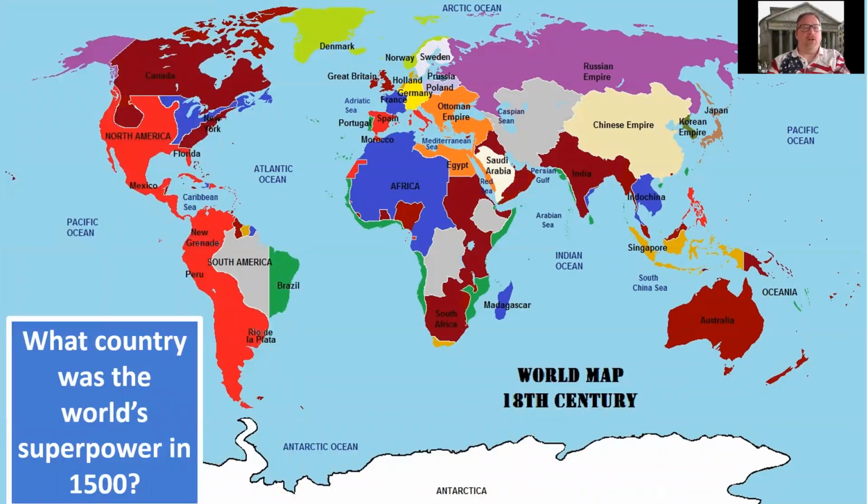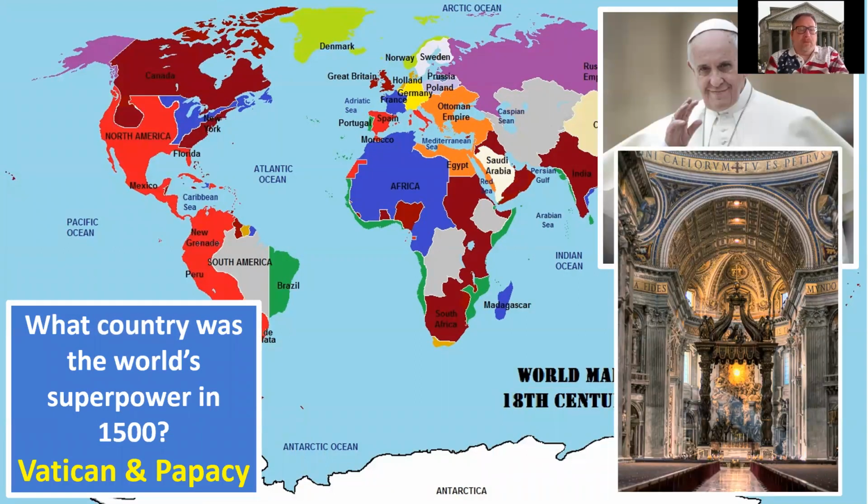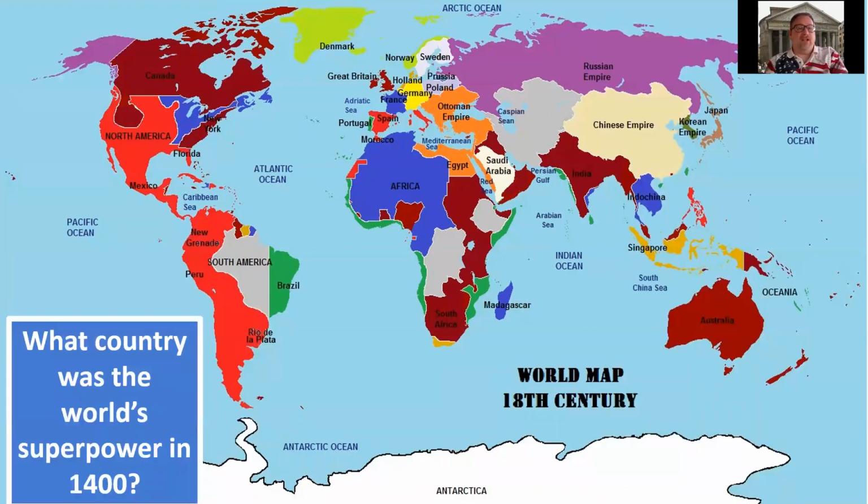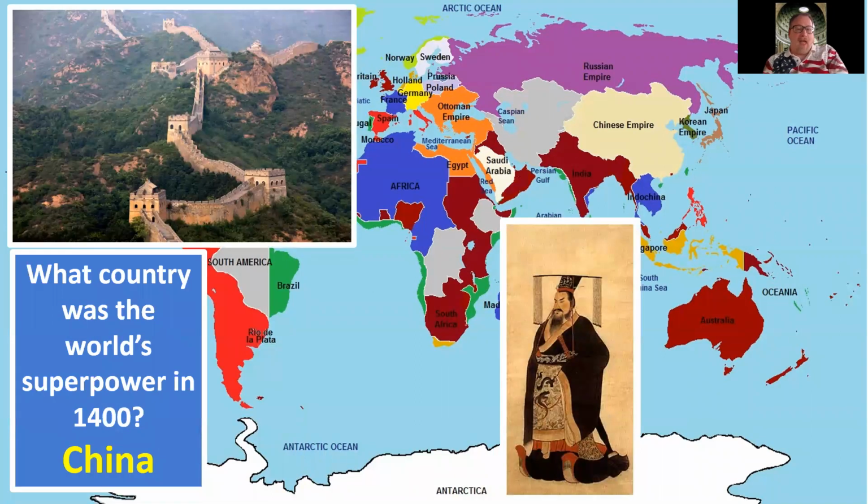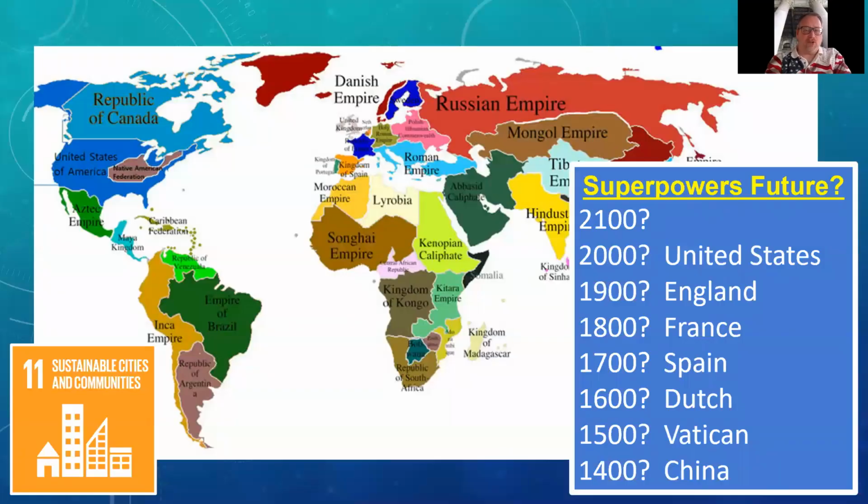What about in 1500? We go back 100 more years. No, there's been no repetition so far. That's the Vatican and the papacy. 1400, again, with no repeats. At that point is going to be China. And so we can go back a couple hundred more years, but what we'll notice is that there's no repeat in any 100 years. So it basically begs the question.